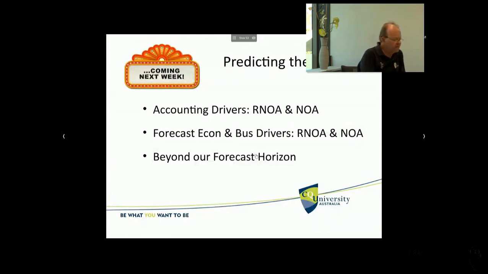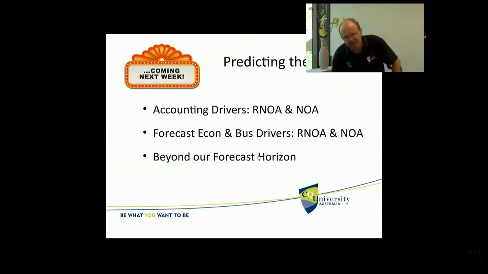And then we're also going to be starting to look at beyond the forecast horizon. So we're going to be forecasting for 5 years in our unit. But then, once you get beyond what you can comfortably forecast, we're just going to use 5 years, how do we handle value creation beyond that?